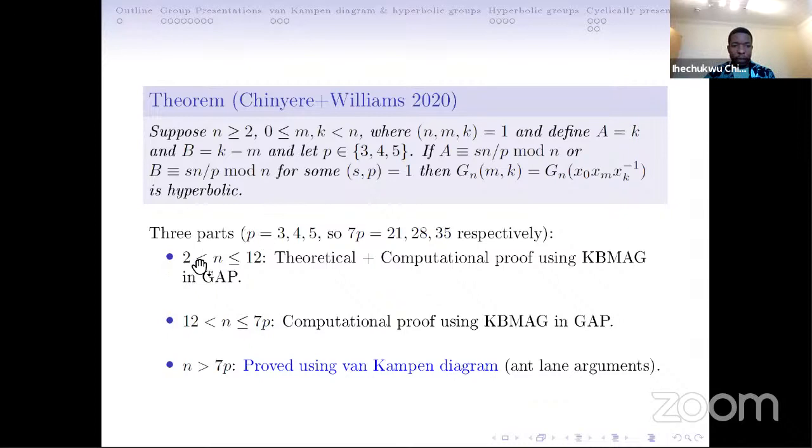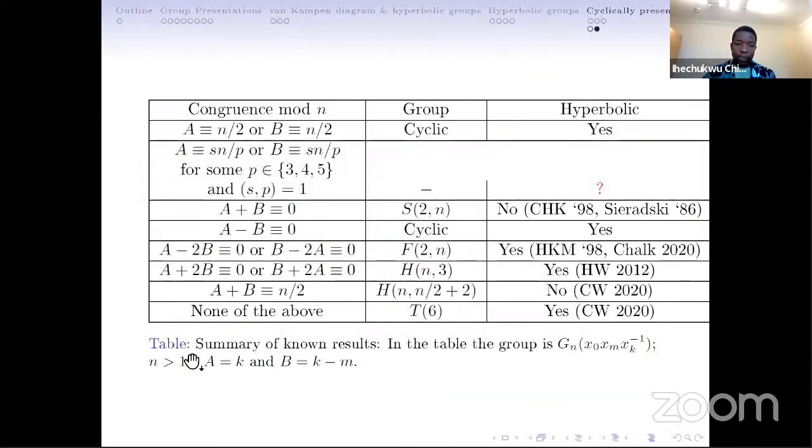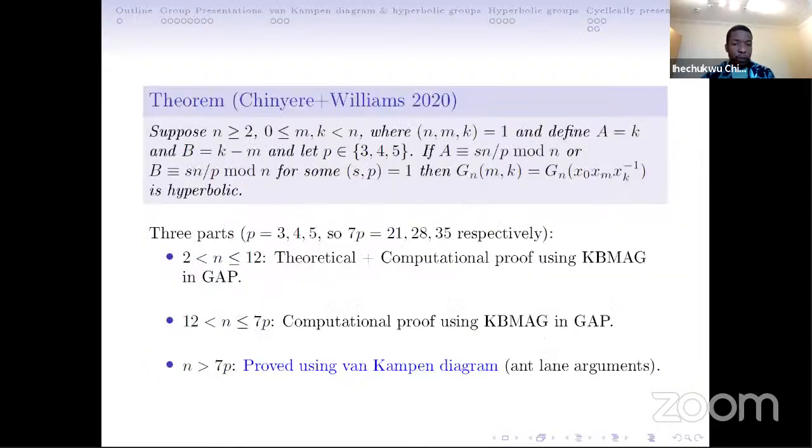This is when n is between 2 and 12. Sorry, there's something here. I'm only considering when n is greater than 12, just for this talk, but the classification is known for all cases. But for this talk, I want to concentrate on when n is 12, and this is when all these groups here are hyperbolic. If you go below 12, there are some that are hyperbolic and some that are not. So I don't want to talk about that today.